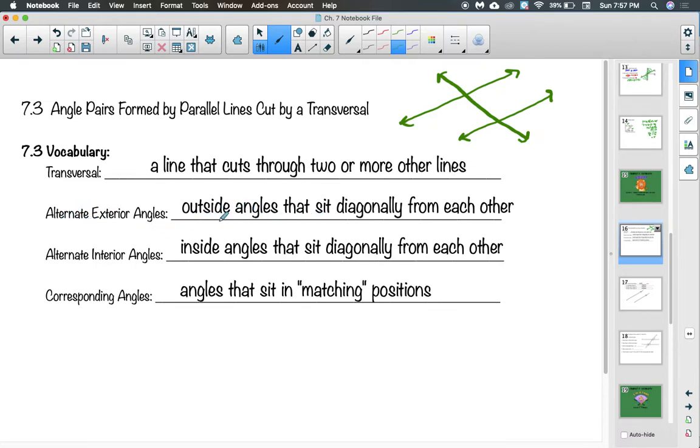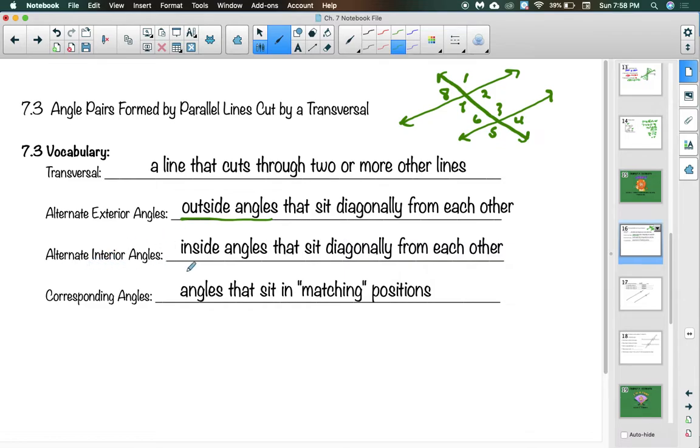These are outside angles, and what that means is angles that lie on the outside of our two lines, and they sit diagonally from each other. So if I put a couple numbers in here, this will make a little bit more sense. So let me do this. Okay, so alternate exterior angles, they're outside angles, so angles that sit on the outside of the two lines and they sit diagonally from each other. So we'd be talking about angle 1 and angle 5, outside and diagonal. We could also be talking about angle 4 and angle 8, outside and diagonal from each other.